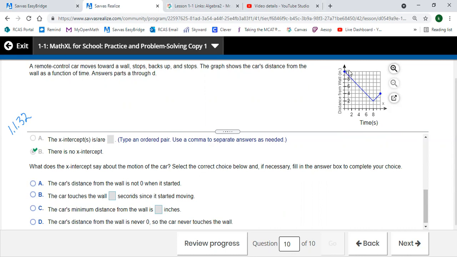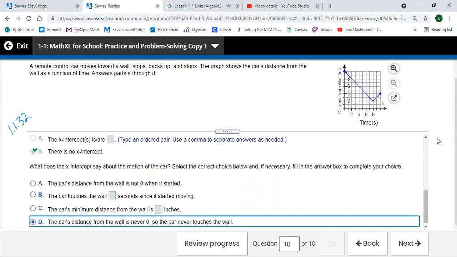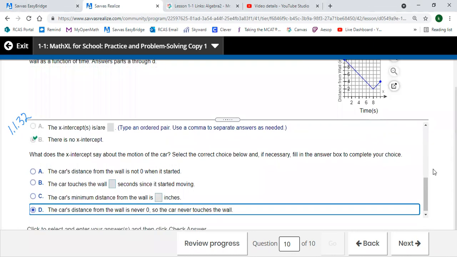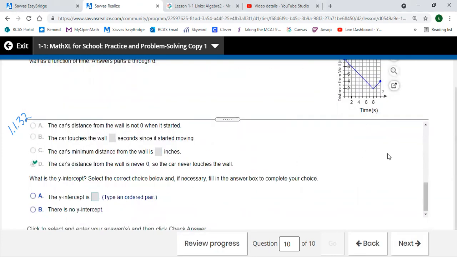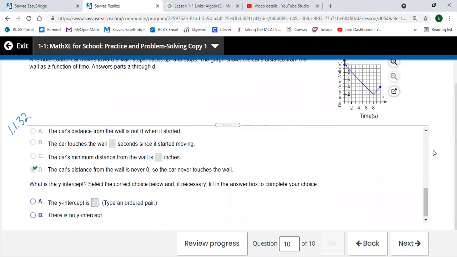Well, that's true, but I don't think it's what it really says. The car touches the wall. It never does. The car's minimum distance from the wall, that's not what the X-intercept says. The car's distance from the wall is never 0, so the car never, that's what I think, the fact that it never does hit it is what they're really after. Even though some of the other questions might be true, that's not what the X-intercept says. All right, so sometimes those are a little bit of a thinker.